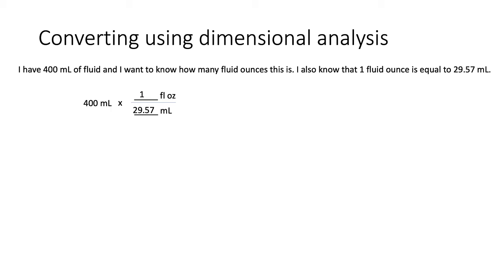Now we can multiply. As we do so, we're going to cancel out our milliliter units, which leaves us with a unit of fluid ounces. And now we just have to evaluate the value. So multiply all the numerators, divide by the denominators, and we end up with 13.53 fluid ounces. And that's our answer, right?